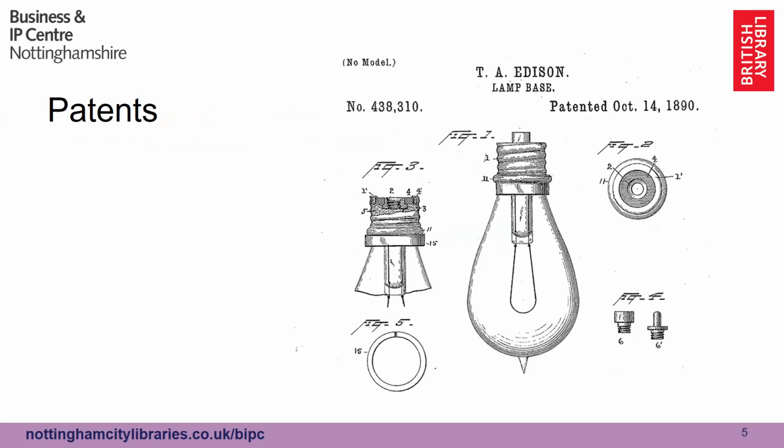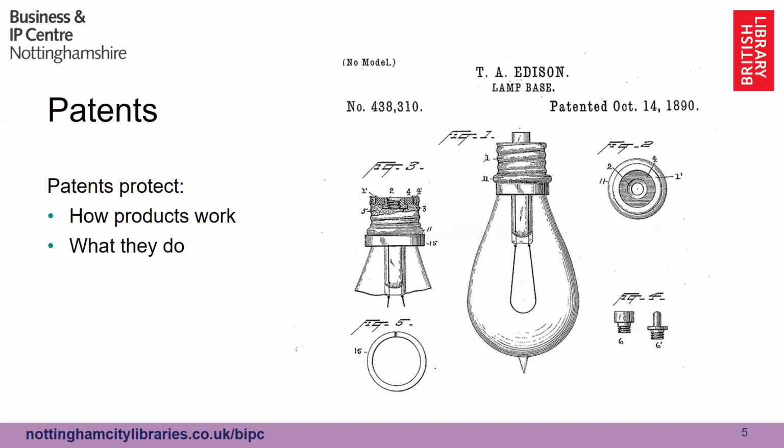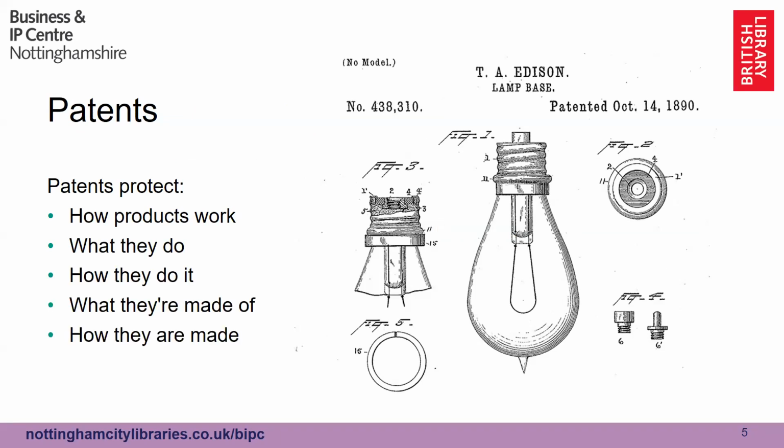So first we'll start with patents. As you can see here on the screen at the moment, you're able to see a highlighted version of a patent by Thomas Edison, which was obviously the light bulb. So what we'll find out here is how patents protect how products work, what they do, how they do it, and what they are made of and how they are made. Just to reiterate, patents protect how products work, what they do, how they do it, what they're made of, and also how they are made.